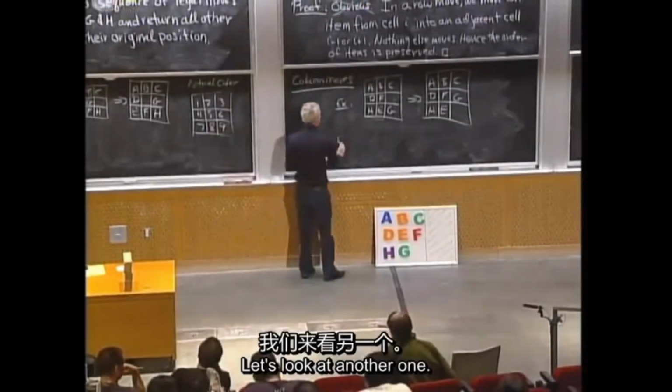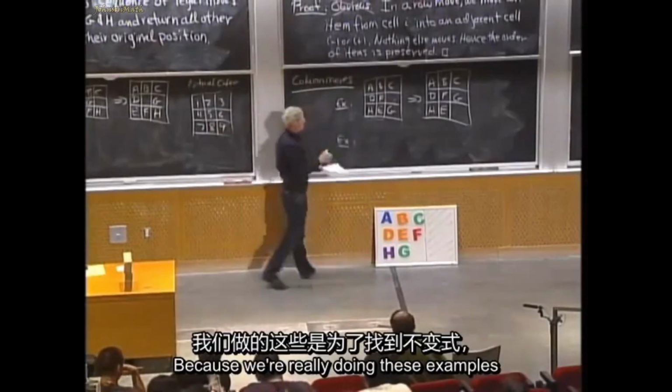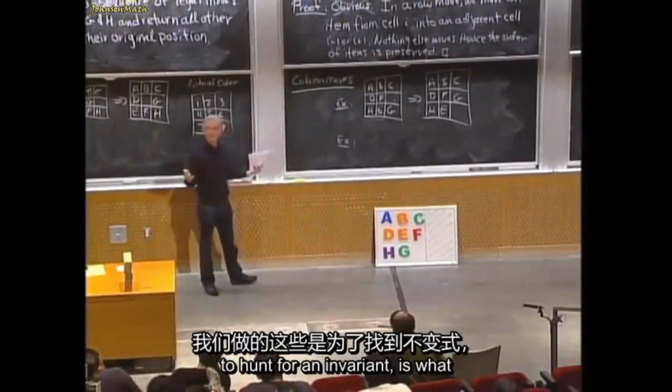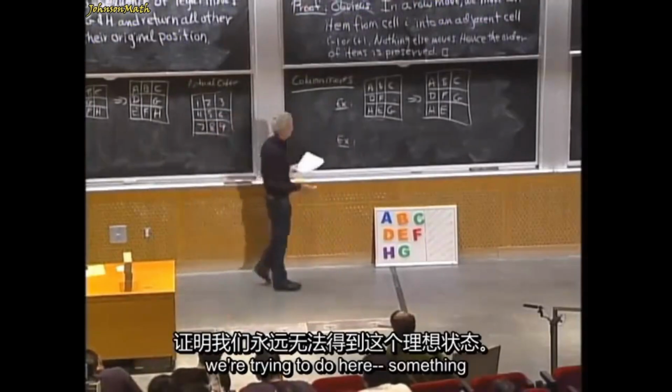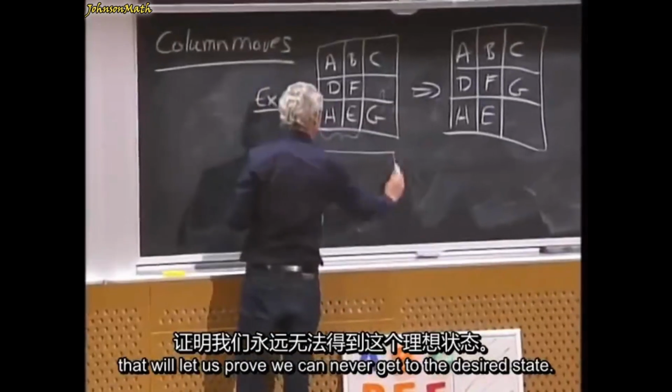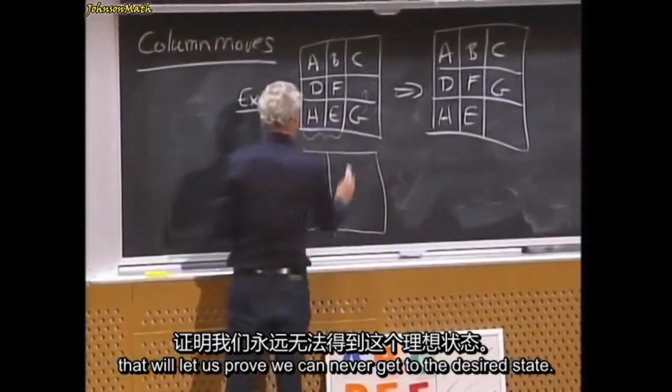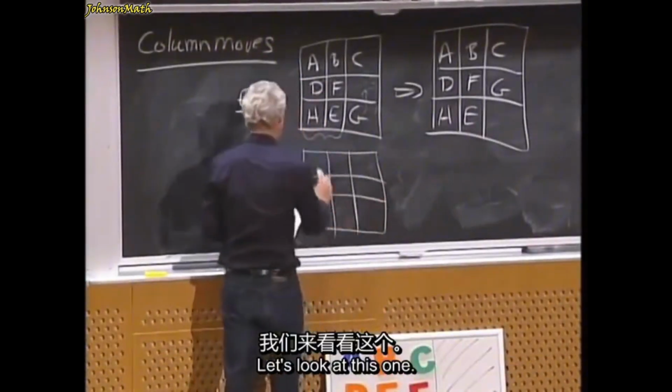Let's look at another one. Because we're really doing these examples to hunt for an invariant, is what we're trying to do here. Something that will let us prove we can never get to the desired state. All right, let's look at this one.